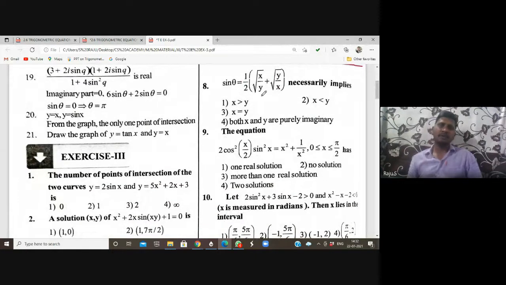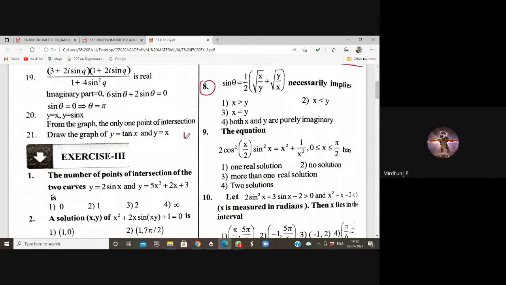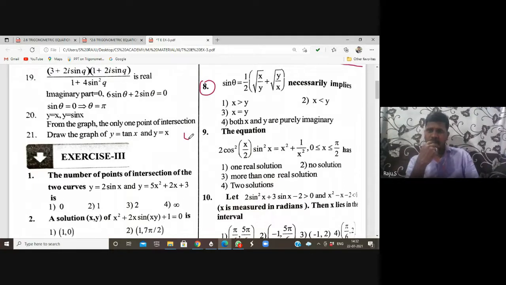Okay, students, now for the question number 8. Okay, question number 8. Sin theta is equal to? Sir, we can substitute any values for x and y, sir. We can substitute that in the equation, sir. If we get any one, we will get the answer. Yeah, try. All of you try. Tell me which of the option is correct. It's a simple question.